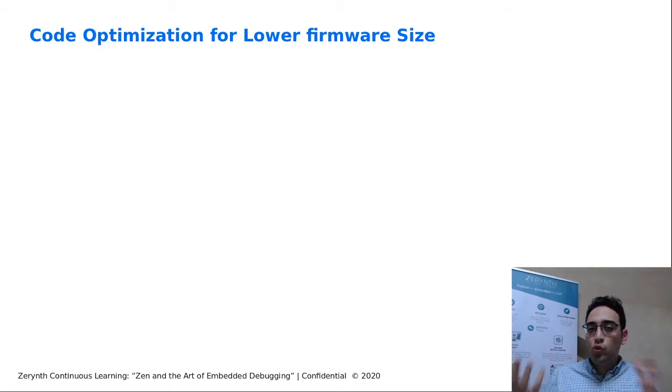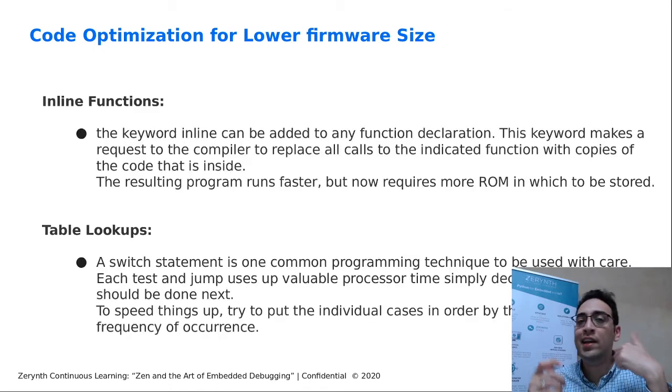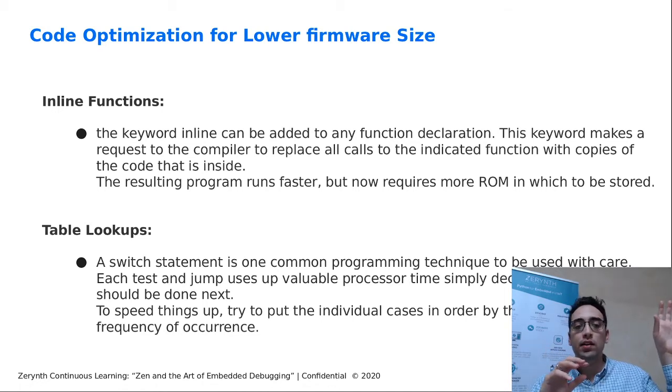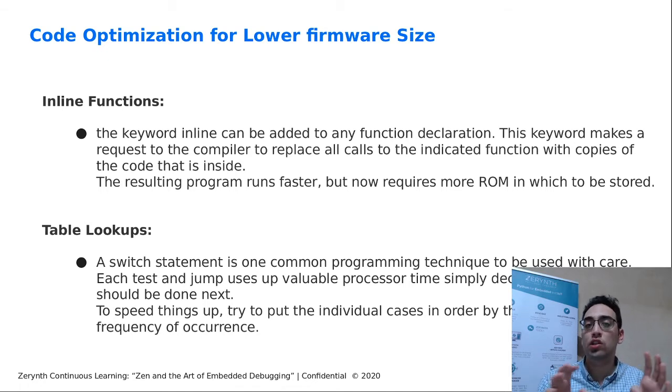What techniques could we use to optimize the code? What things should we write and what things shouldn't we write, to essentially result in the same functionality but with a lower code size? One of the things that we should not use are inline functions. So what are inline functions? The inline function is a keyword that is used in the declaration of functions.